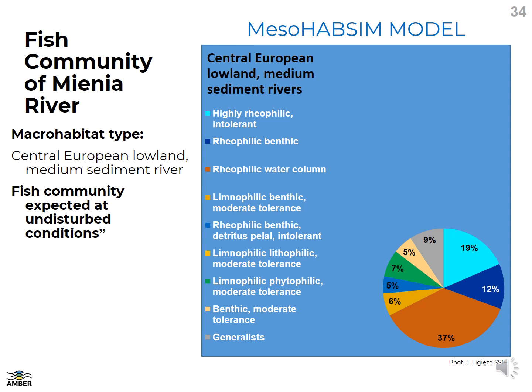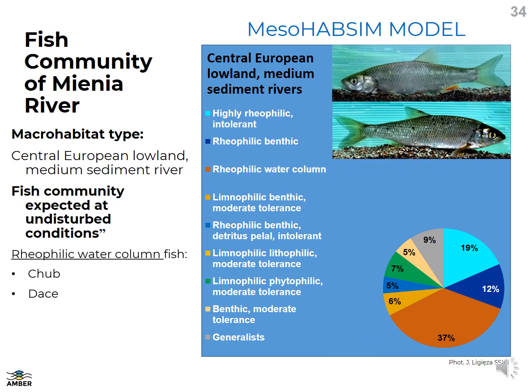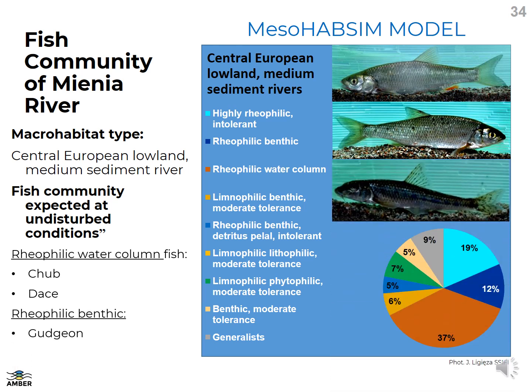The fish community of River Mienia represents macrohabitat type Central European lowland with medium sediment, and this is what would be expected in undisturbed conditions. The community is dominated by rheophilic water column fish, which chub and dace belong to, and also rheophilic benthic fish such as gudgeon. The proportions you see in a pie chart to the right.